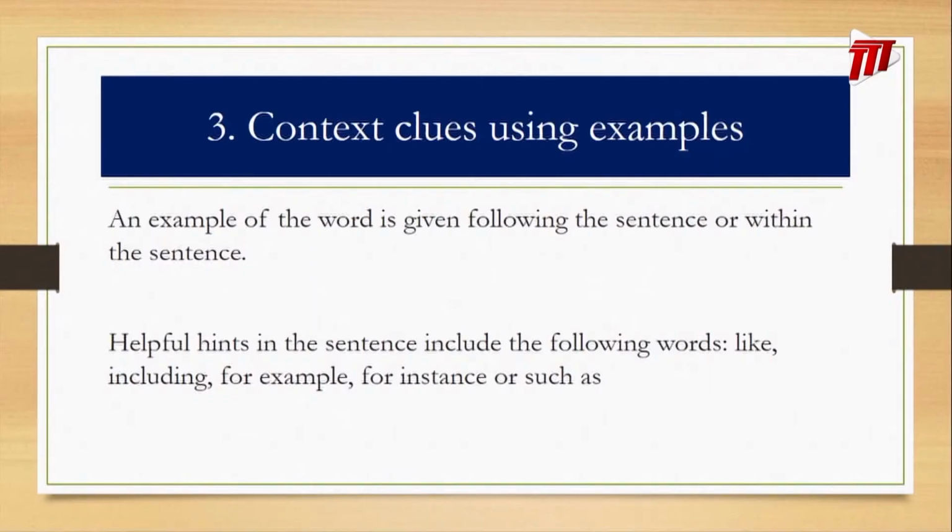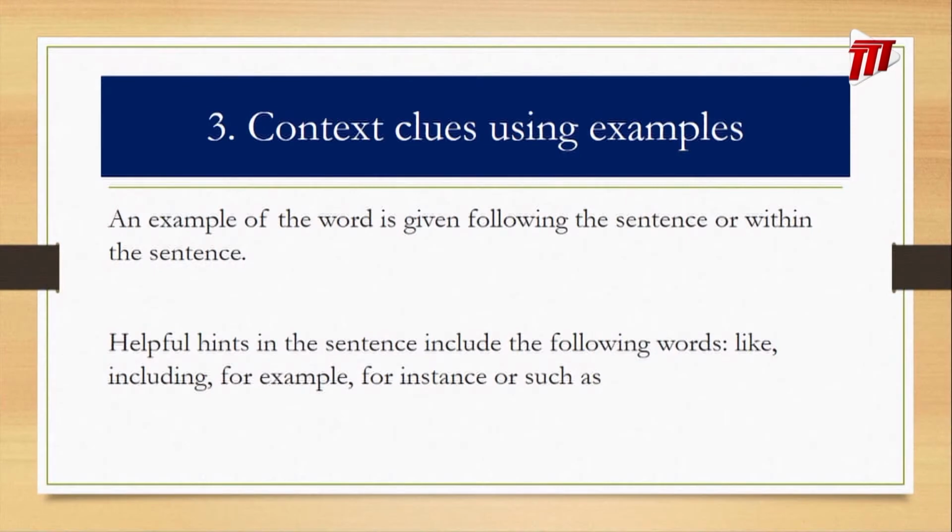Helpful hints in the sentence include the following words. Pay attention to these signal words or helpful hints, like, including, for example, for instance, or such as. I'll repeat, like, including, for example, for instance, or such as. Let's look at some examples of example clues.